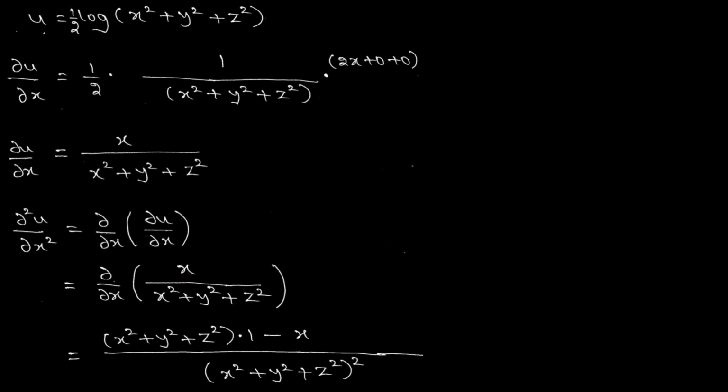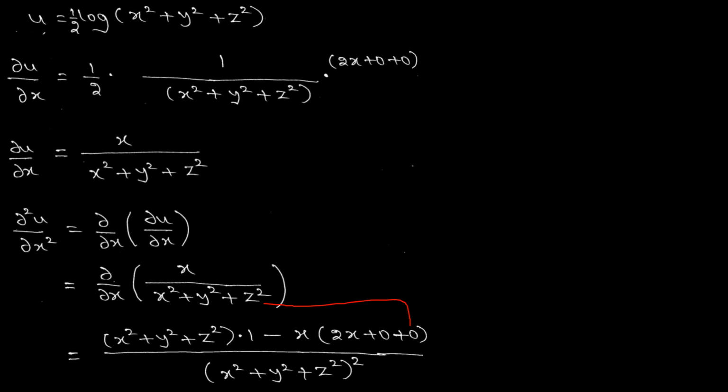then we differentiate the denominator. When we differentiate the denominator, we know differentiation of x square is 2x, and differentiation of y square and z square will go to 0 as these are treated as constants. So differentiation of x square has become 2x, differentiation of y square is 0, differentiation of z square is 0.